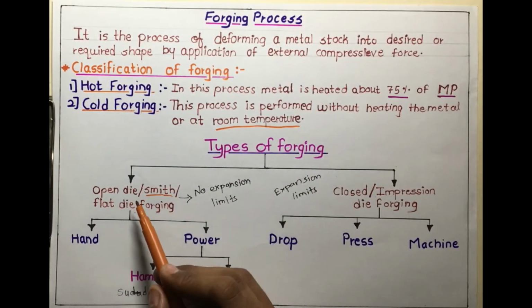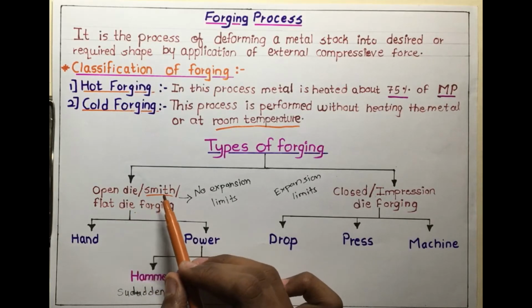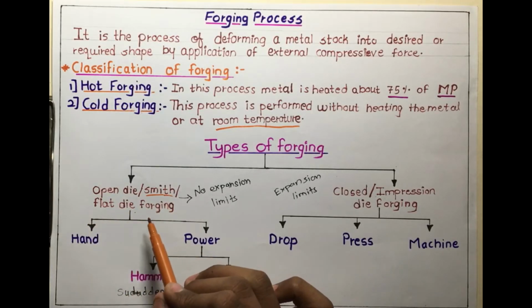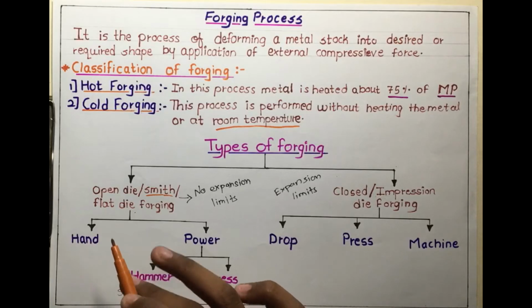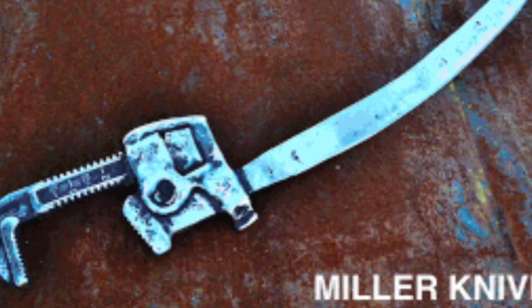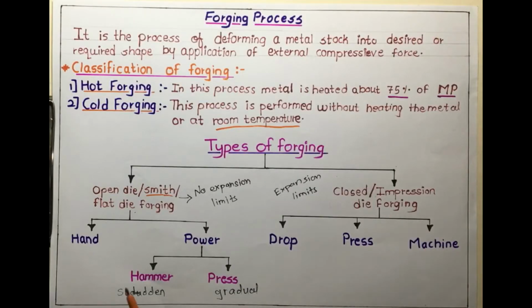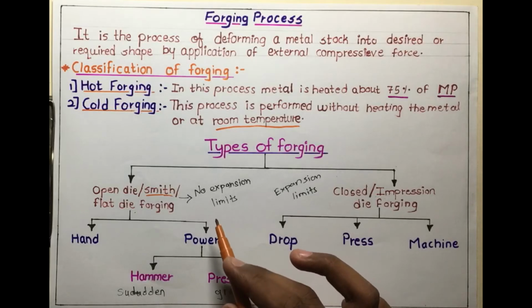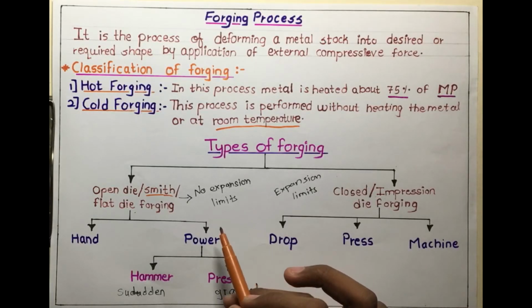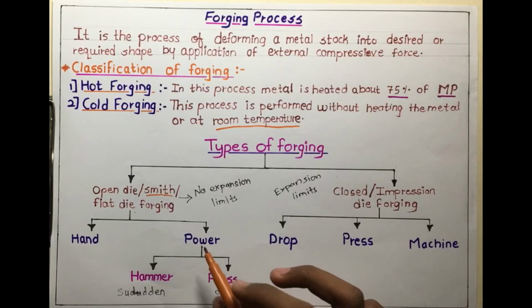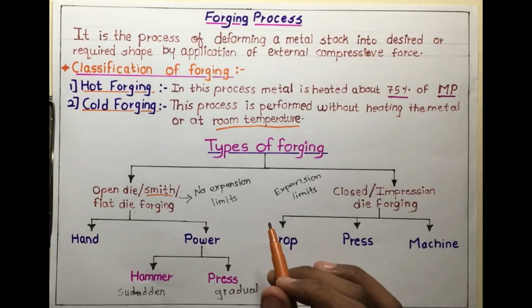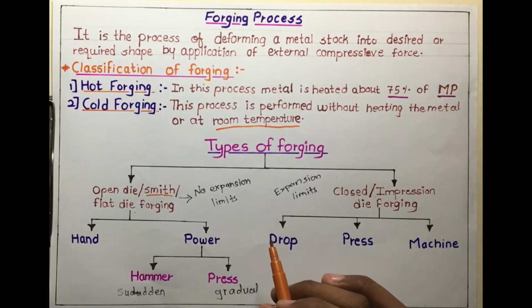Now we will see the types of the open die smith or flat die forging. The first type is hand forging. In this hand forging, the hammer is struck repeatedly on the metal by using the hands. This is also known as the smith forging. Now we will move towards the second type of the open die forging, that is power forging. This power forging is done by using some external energy sources.